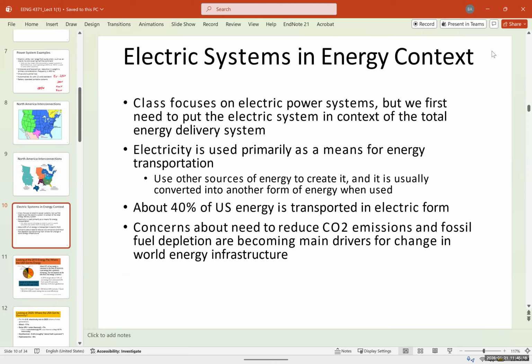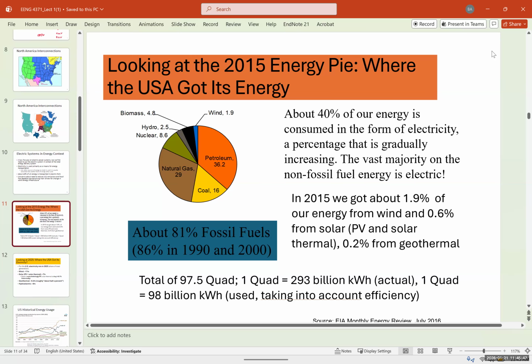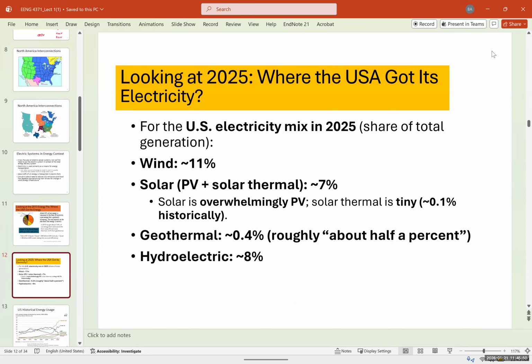Concerns about the need to reduce CO2 emissions and fossil fuel depletion are becoming main drivers for changes in world energy infrastructure. I've included two graphs. This is the 2015 energy pie, where we had around 2% of energy from wind and 0.6% from solar. Now, how much do you think the electricity generation has increased in 10 years? This is, by the way, the whole energy. And I have the newest data. In 2025, wind accounted for 11.2% of total electricity production in the US.